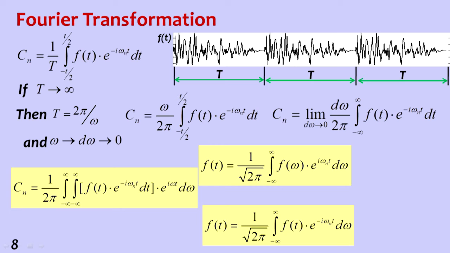Now from this we get this f(t). If we substitute this one, f(t) is 1 by 2 pi, minus infinity to plus infinity, F of omega e to the power of i omega t d omega, and the next one is F of omega, 1 by 2 pi, minus infinity to plus infinity, f(t) into e to the power of minus i omega t dt. So this is a Fourier transformation pair.